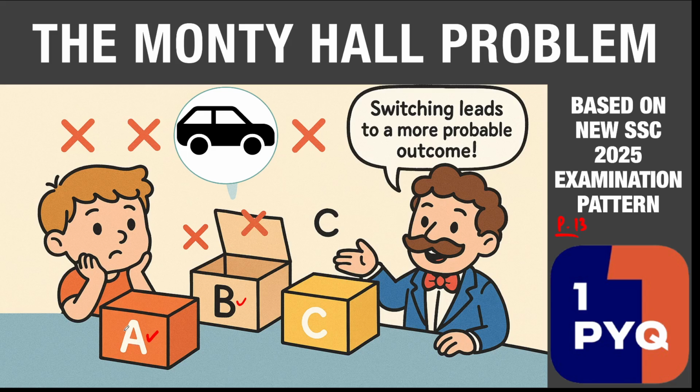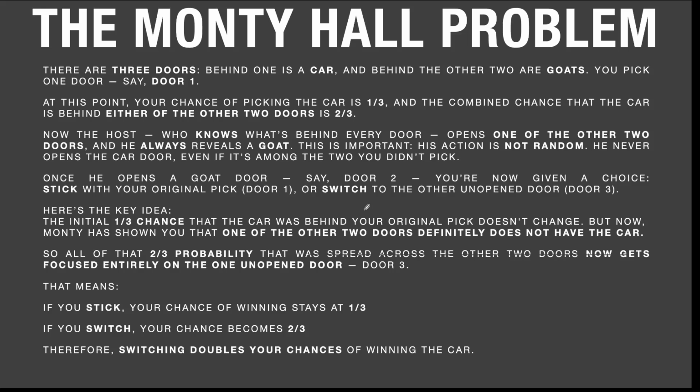But I will give you a preliminary problem to solve first. Once you solve that, you will be able to understand that the entire Monty Hall problem is just a two-step problem. It is nothing more than that. The host tells you that switching leads to a more probable outcome, which means your chances of winning become higher when you switch. I'll tell you how this works.